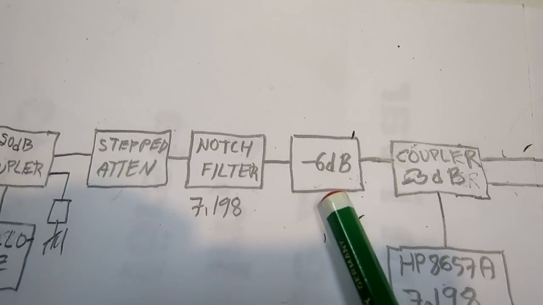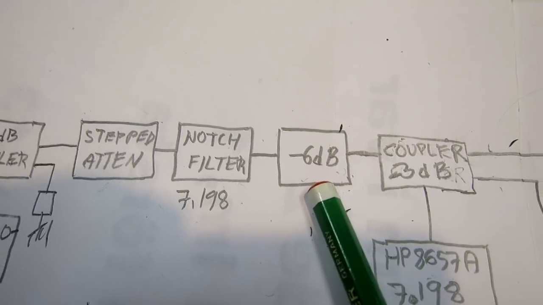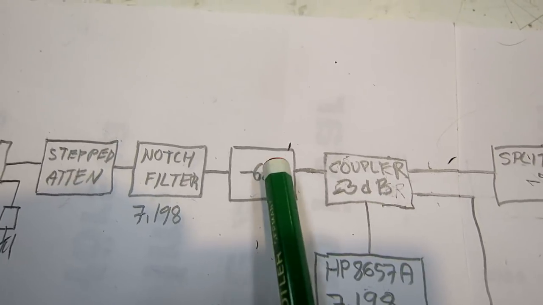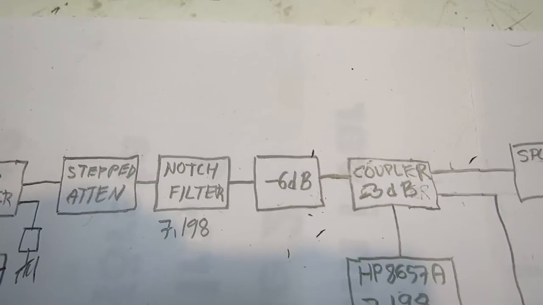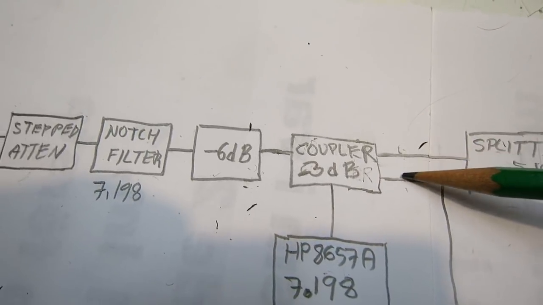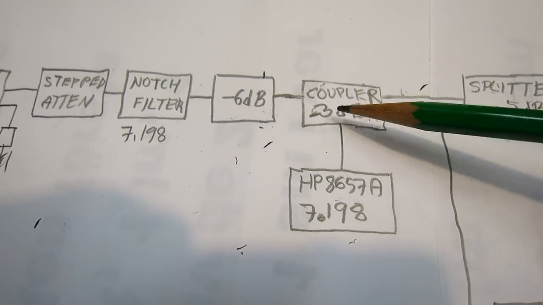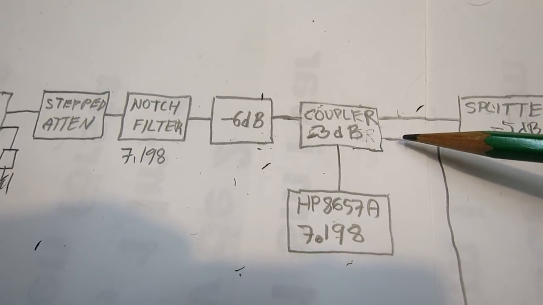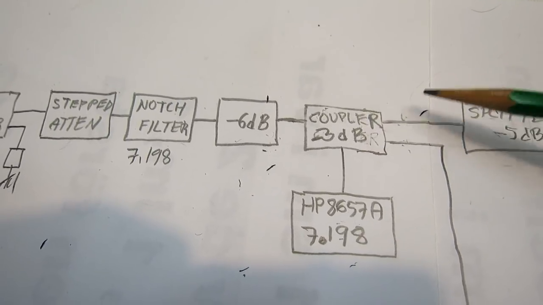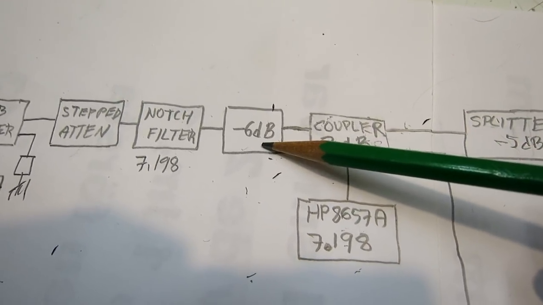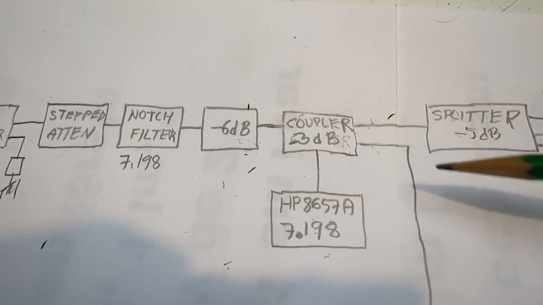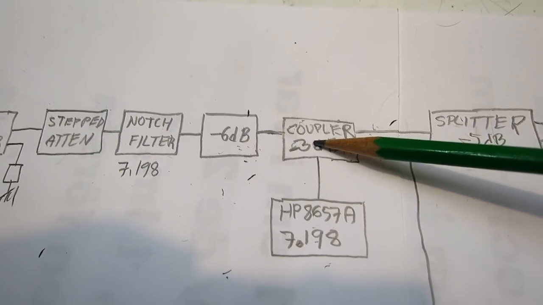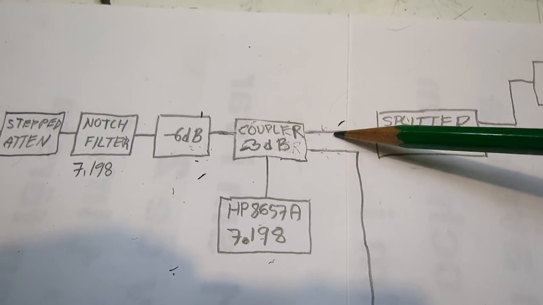Then after the notch filter is a 6 dB attenuator, followed by a minus 3 dB coupler that will split this signal into two equal signals, one on each output here. And then into that 3 dB coupler is also this signal generator, which is also split into a minus 3 dB signal on each one of these output lines. The 6 dB attenuator here is in order to present something near 50 ohms to this coupler, because otherwise there would be no isolation between the two outputs.